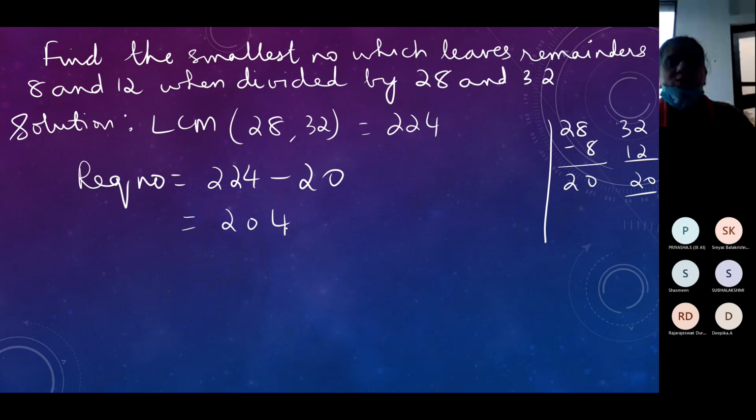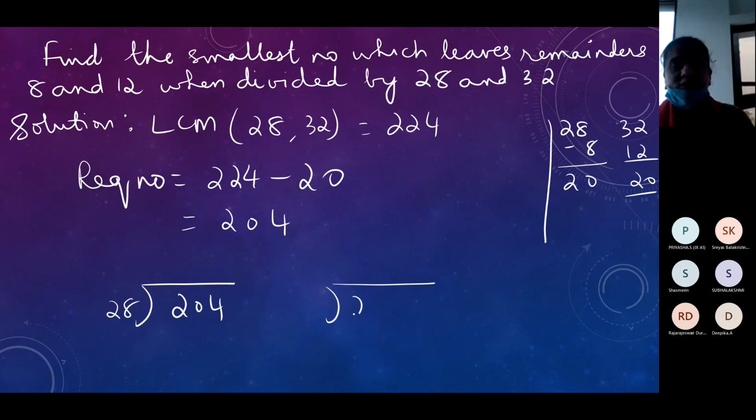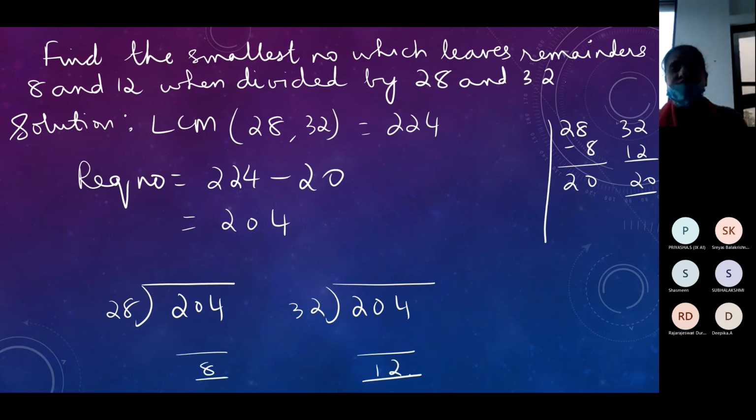So when you divide 204 by 28, and when you divide 204 by 32, the remainder will be 8 and 12 respectively. You can check. Next question.